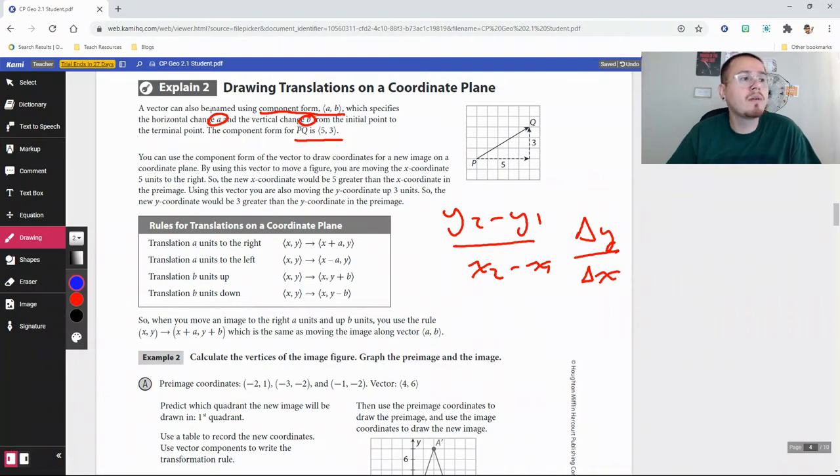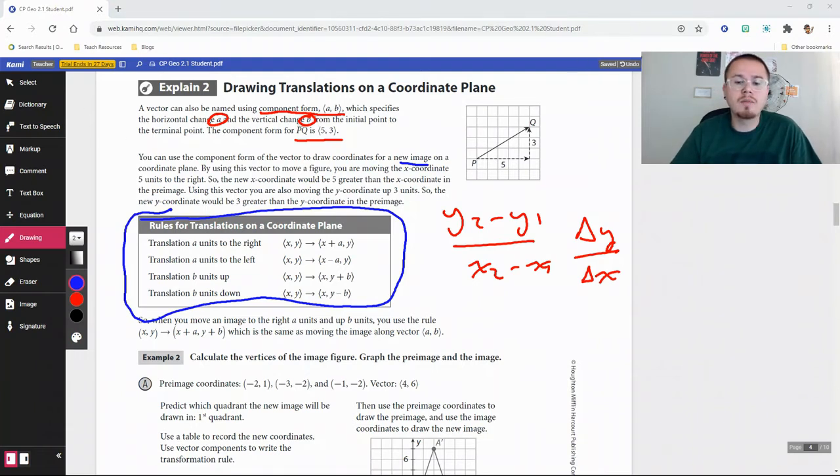So you can use component form to draw coordinates for the new image on a coordinate plane. It's basically just giving you precise directions, right? To move via units, and you don't have to worry about drawing the lines correctly. So this can give you more precision. And there are some rules, and these things are important. Rules for translations on a coordinate plane.